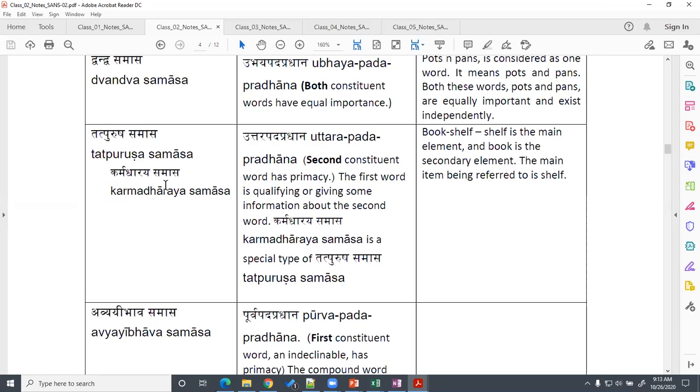Unlike samasa, where two words or more than two words become one word and you cannot put them separately, sandhi is just a positional thing, that two sounds happen to be pronounced close to each other, and therefore the sandhi takes place.